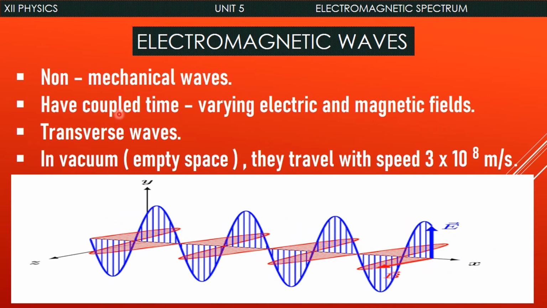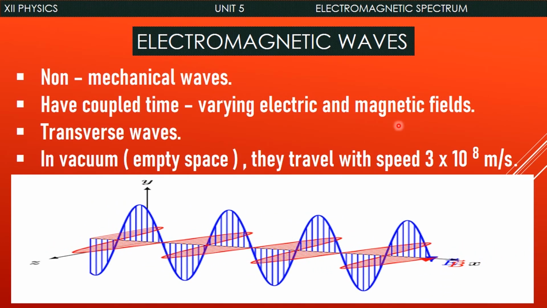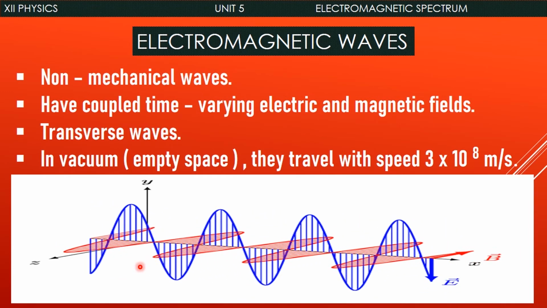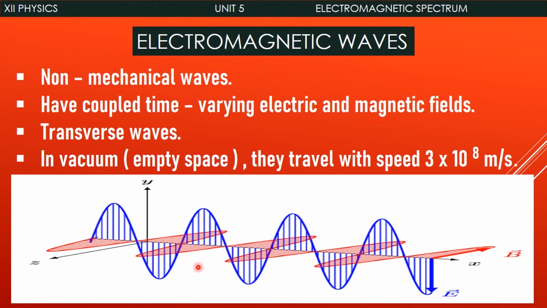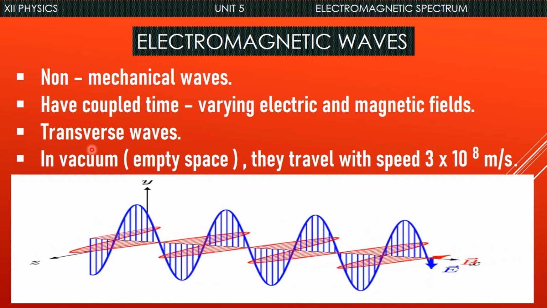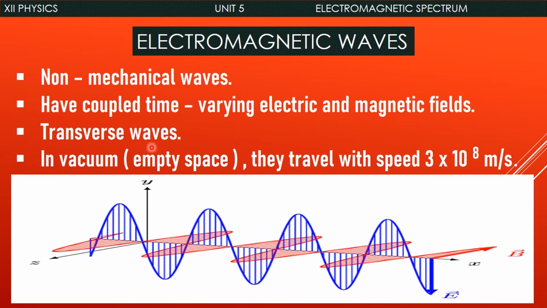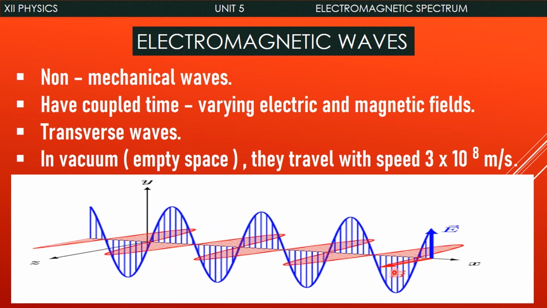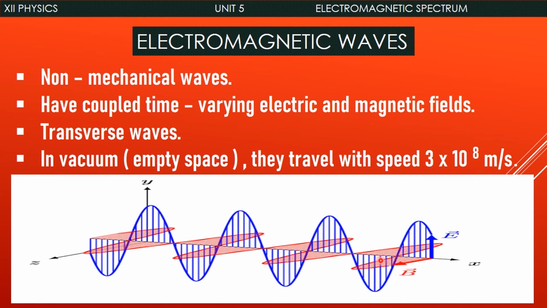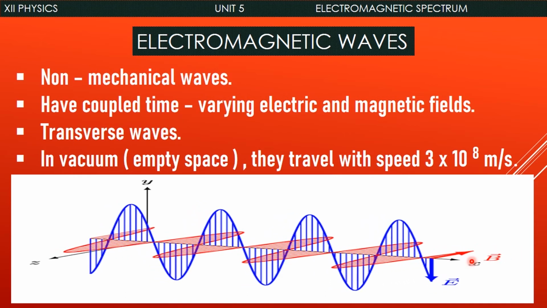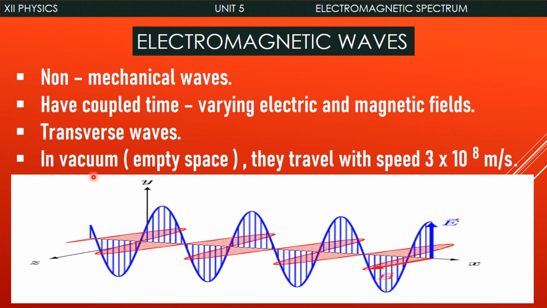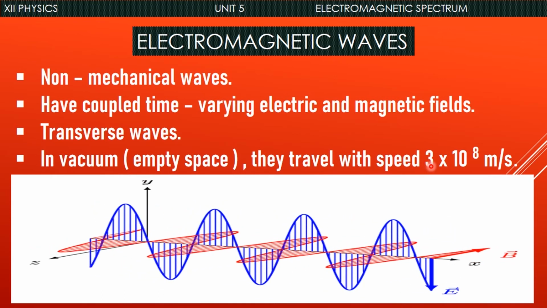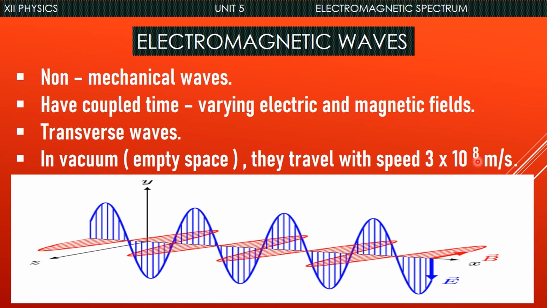Electromagnetic waves have coupled time-varying electric and magnetic fields. Here, the time-varying electric field and the magnetic field couple together to form electromagnetic waves. Electromagnetic waves are transverse in nature. That is, the oscillating electric field, the oscillating magnetic field, and the direction of propagation of the wave all are perpendicular to each other. In vacuum or empty space, they travel with speed 3 × 10^8 meters per second.